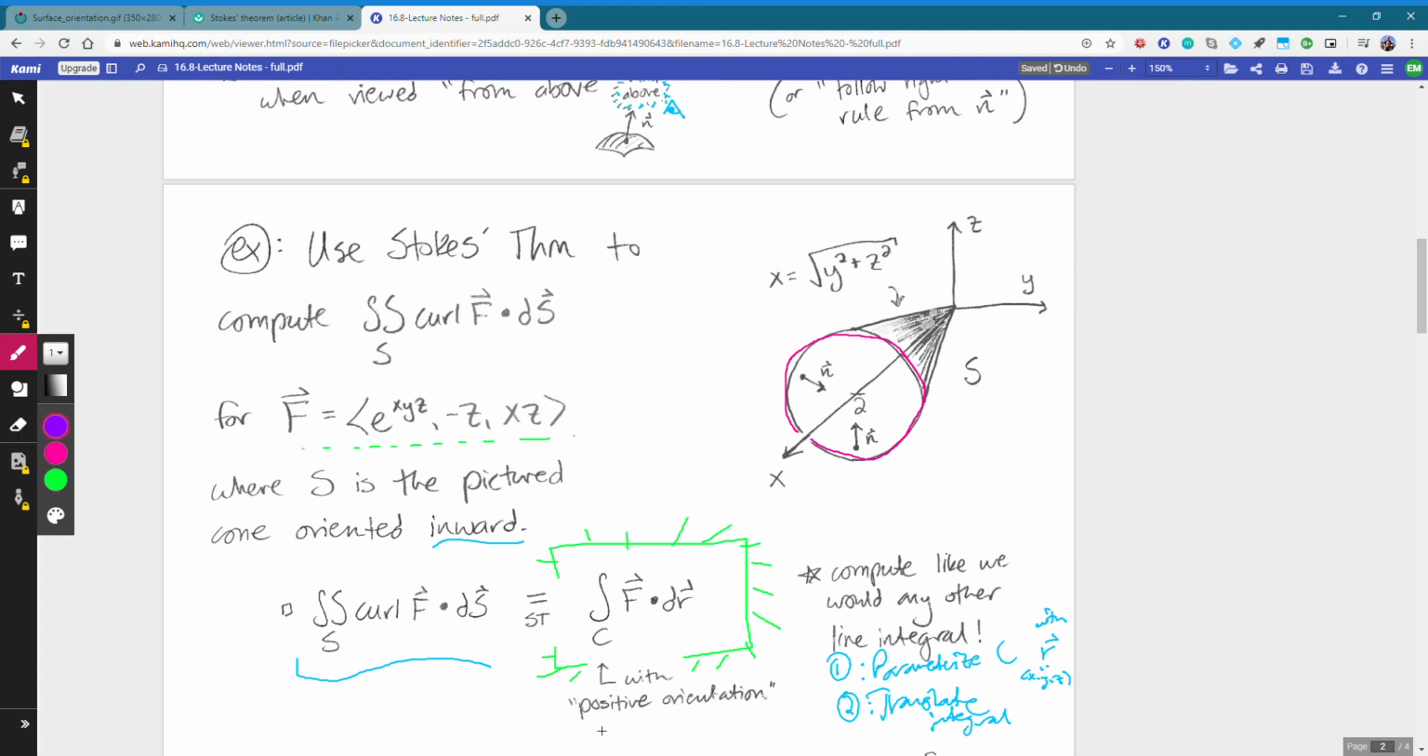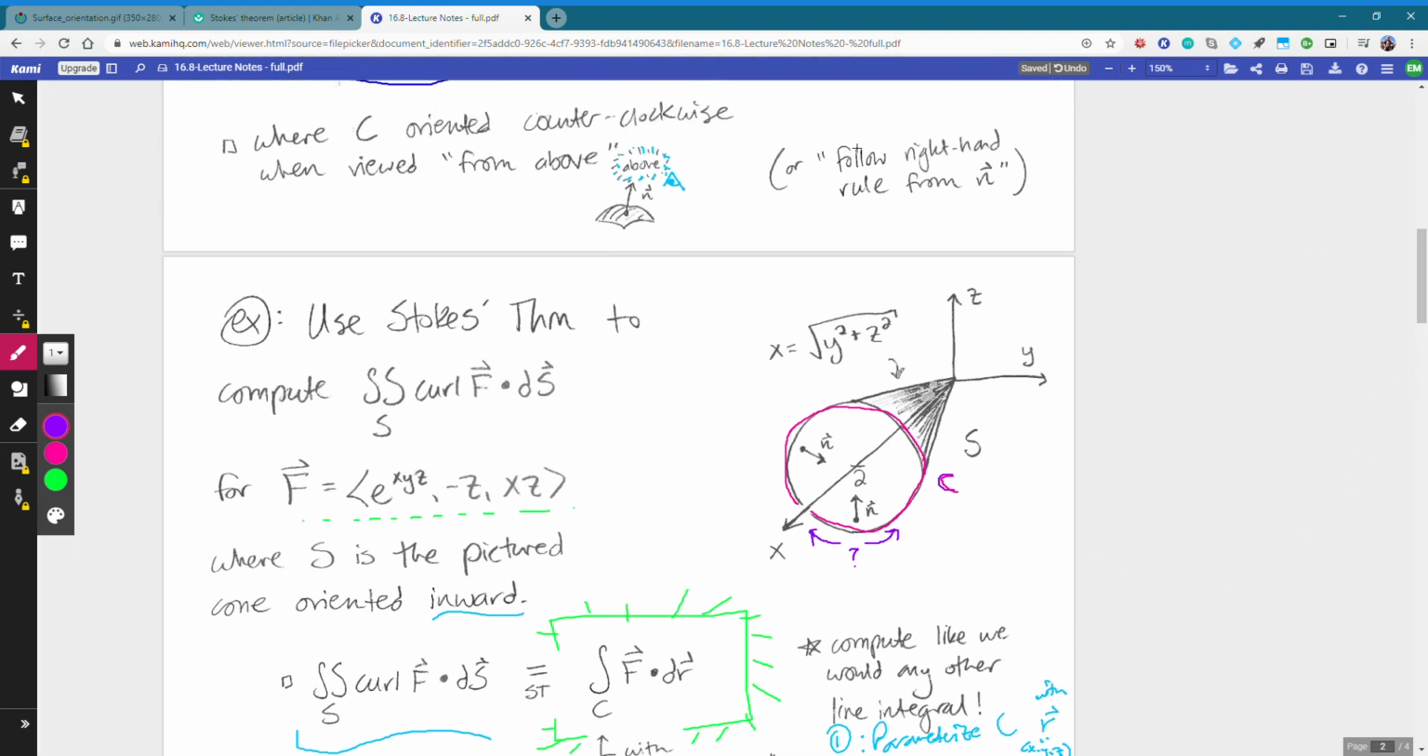At this point, though, we don't know what direction we're supposed to move along our curve. We need to have the correct, the positive orientation. And so the question is, do we want to move this way along our curve C? Or do we want to move this way along our curve C? And again, we can think about either one of these two ways. Ponder that just for a second, which one of these it's going to be.